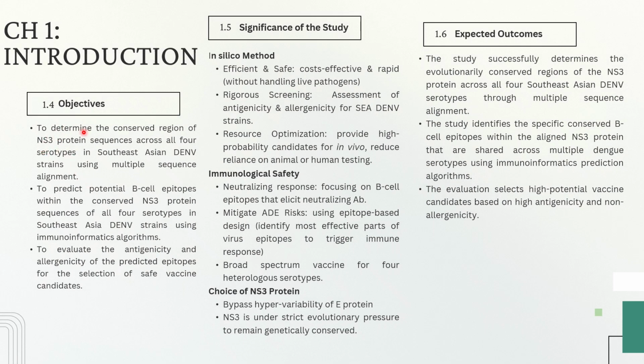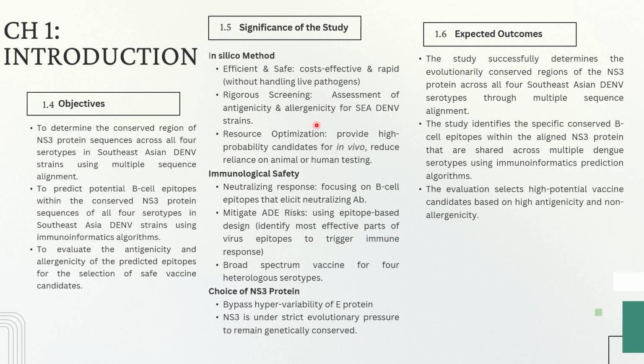So to address these questions, the objectives are to determine the conserved regions of NS3, to predict the B-cell epitopes that trigger the best immune response, and to ensure those candidates are safe via antigenicity and allergenicity screening. The significance of this study is its focus on the method. In silico is efficient, cost-effective, and rapid, without the need to handle live pathogens.